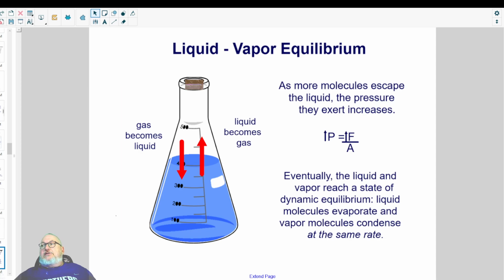So vapor equilibrium, the liquid and vapor: as more molecules escape the liquid, the pressure is going to increase. So as the amount of pressure increases, the amount of force per unit area also increases. So when the liquid and the vapor reach this dynamic equilibrium, the number of molecules evaporating and the vapor molecules condensing are at the same rate. You're at equilibrium.